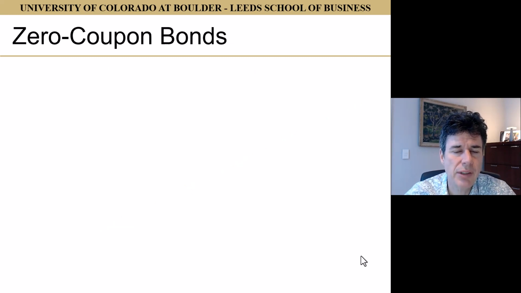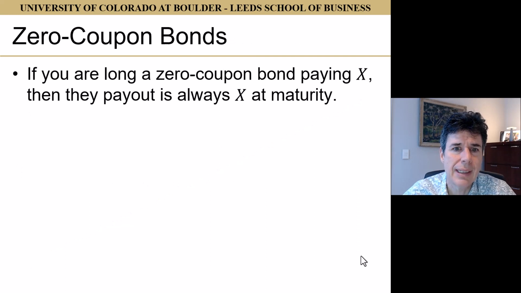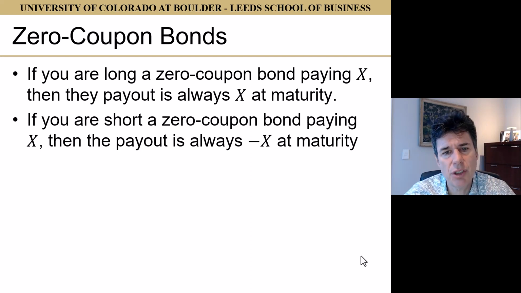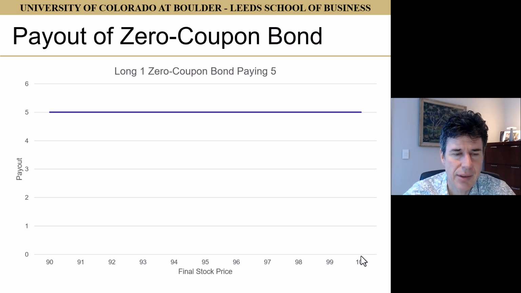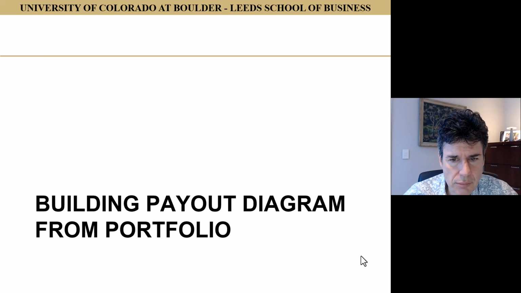Finally, one other piece, a zero coupon bond. A zero coupon bond just pays a certain amount of money at maturity. So if you're long a zero coupon bond paying X, then the payout is always X at maturity. And if you're short a zero coupon bond paying X, then the payout is always negative X at maturity. And again, this is just a straight line at whatever the zero coupon bond pays. Okay, so those are our building blocks.